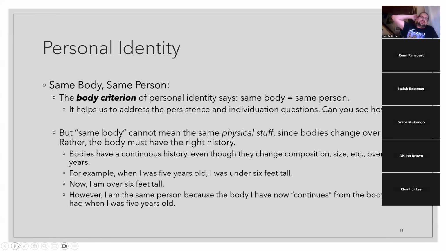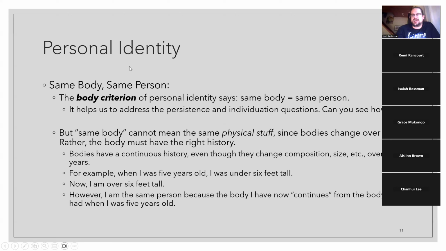So the body criterion says if I have the same body, I am the same person. And this helps address both persistence questions and individuation questions. So, what is it that makes me the same individual now that I was a few years ago? I inhabit the same body. What makes me a different individual from you? Different bodies. Easy.